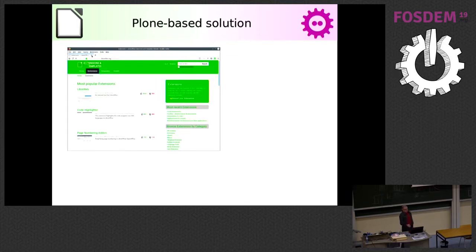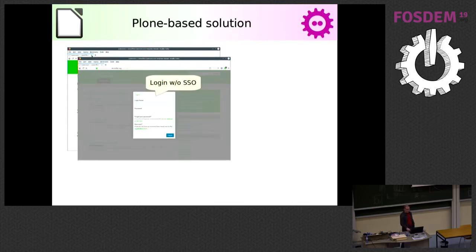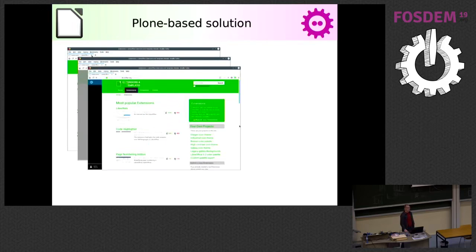Plone is our CMS for the extension site, and it starts with this page, and when you click on login, you get this dialog, which is not SSO compatible, so you need a different account. After logging in, you face this site, and it has just a dark sidebar, which is a little bit weird. How do you continue? Any idea? No, it is here. There is upload a new extension.